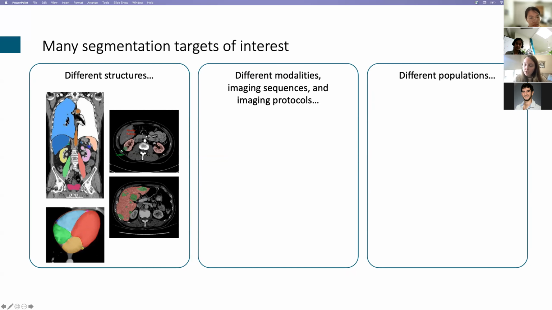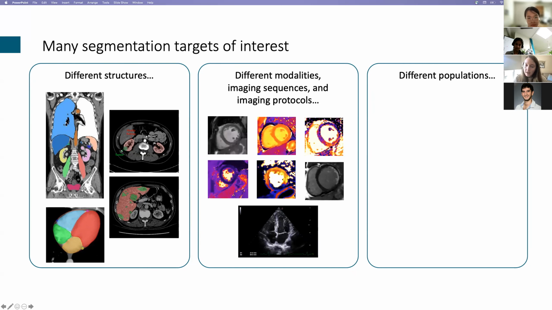For all of these structures, you can image them in different imaging modalities or with different sequences. One good example of this is cardiac MR. The heart can be imaged with many different cardiac MR imaging sequences. And so you really would need a separate network to segment the ventricles of the heart for each type of cardiac MR image. Beyond cardiac MR, there's cardiac CT, cardiac ultrasound.